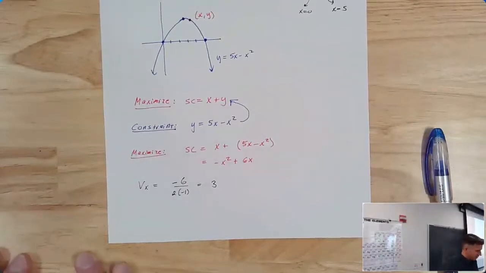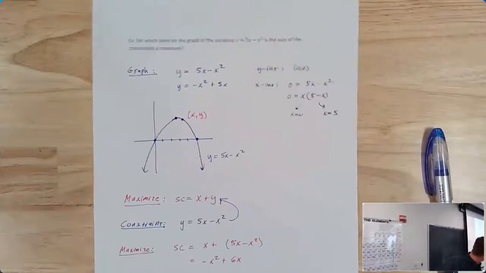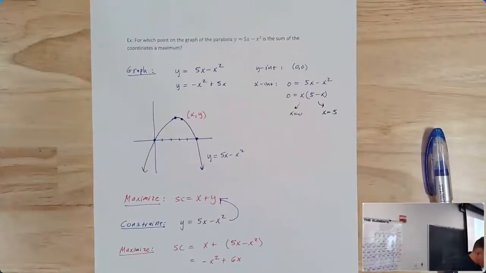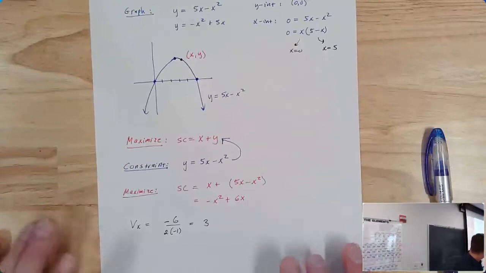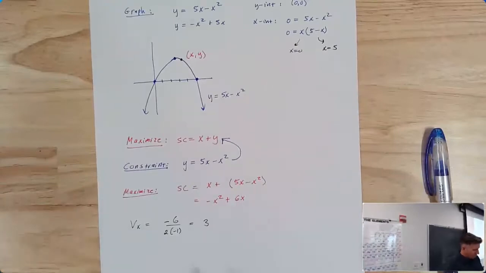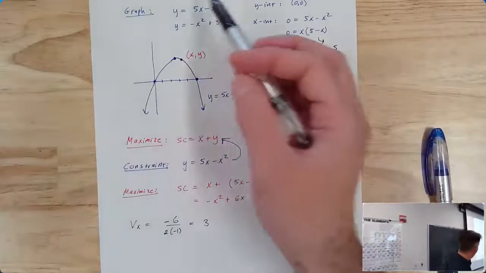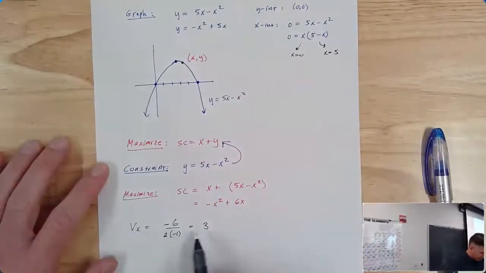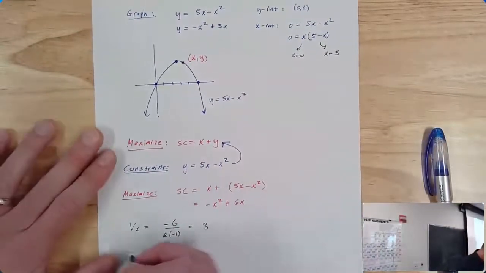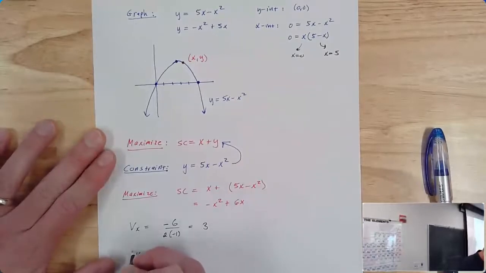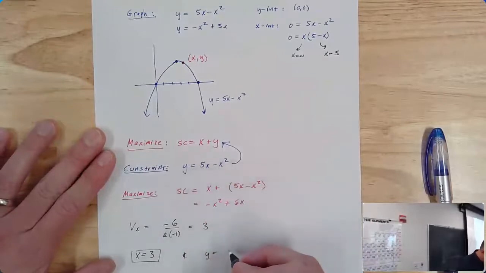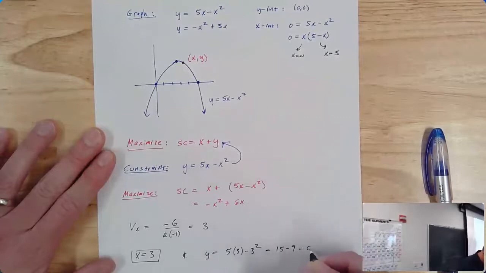And now what? Well, now we ask ourselves, what do we want? For which point on the graph is the sum of the coordinates the maximum? Okay, so we found the x coordinate. Now we're trying to find the y coordinate on the graph. So I'm just going to go back and plug in this x coordinate into my constraint. So we're going to get x equal to 3. And we're going to get y equal to, if I plug in 3 here, I'm going to get 5 times 3 minus 3 squared, which is 15 minus 9, which is 6. Cool.